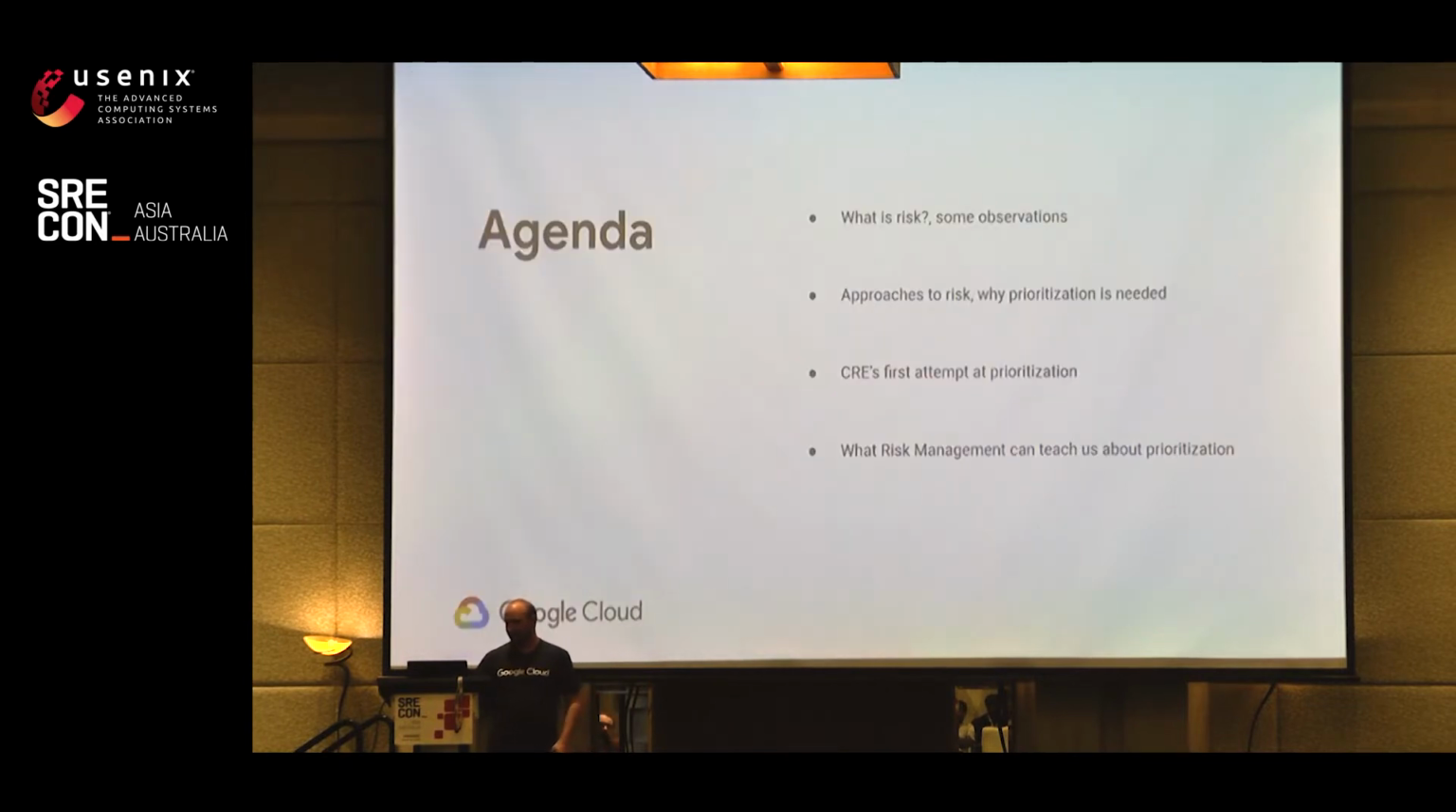And so what I want to talk about today, and what I want to share with you, is a few thoughts about that. I want to start with the basics on what is risk, some of my observations about what it looks like and how we should think about it, and then move on to how we approach it, how we prioritize it, how we tried to do that in CRE, and then how we eventually came to learn and adopt some approaches from the broader field of risk management. So let's dig into that.